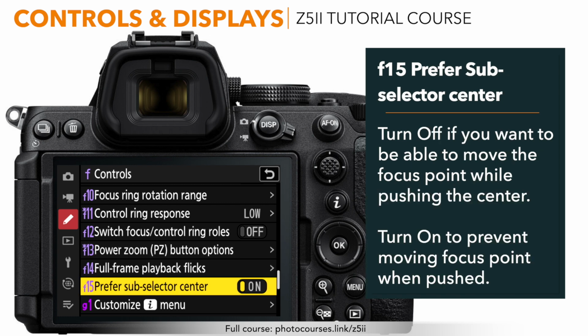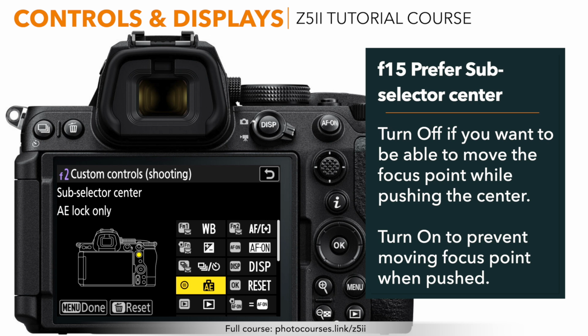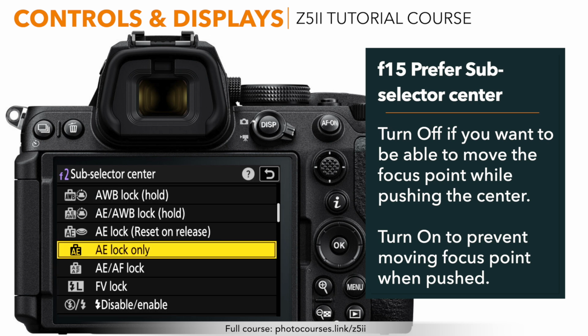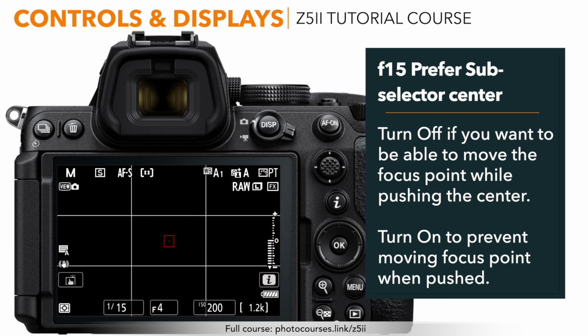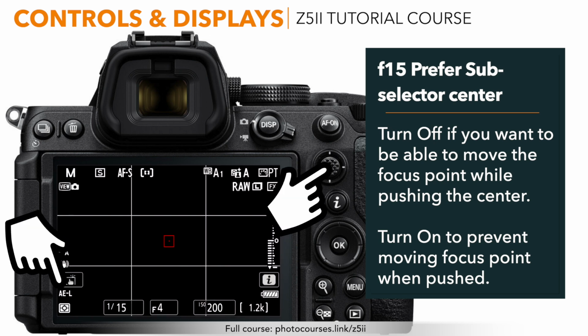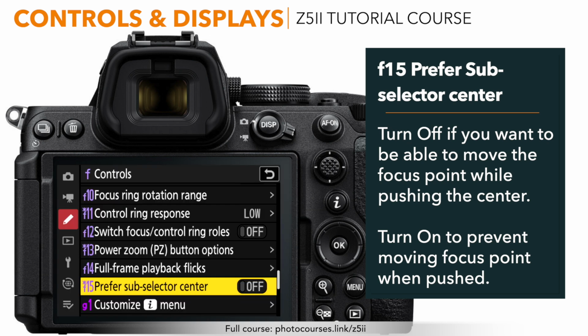And then finally, prefer sub-selector center. You might want to turn this off if you want to be able to move the focus area while pushing on that sub-selector. For example, if AE lock, auto exposure lock, is programmed for the sub-selector push function as it is by default, you can push in on the center of the sub-selector to lock your exposure, and while you're pushing it, tilt it around the screen to move your focus area. You may want to have that functionality.